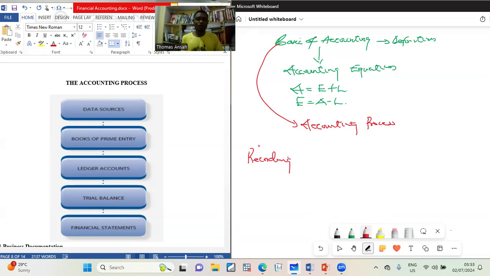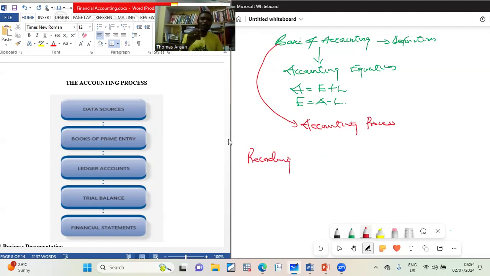But before you can record something, somebody must give you a document. For example, if I say I want to record a vehicle that I've bought for 10,000, then to be able to record a transaction, I will need something. What do I need? I will need the invoice, because what you are posting into your books must have a source documentation. There has to be what we call a proof, the reason why you are posting something.